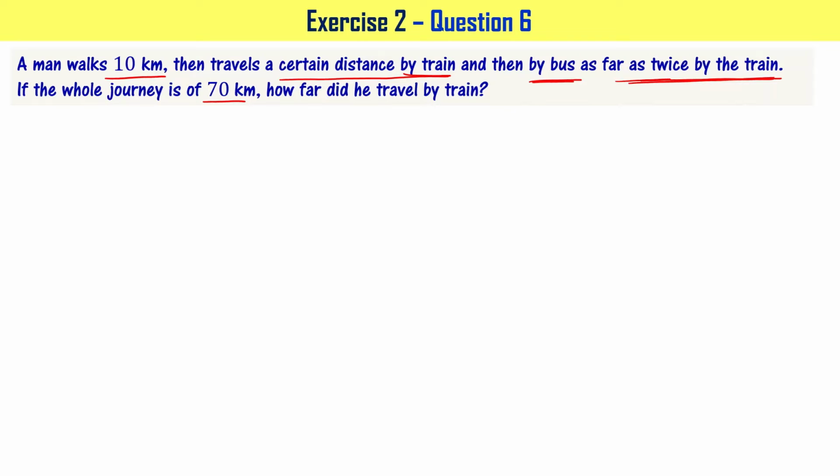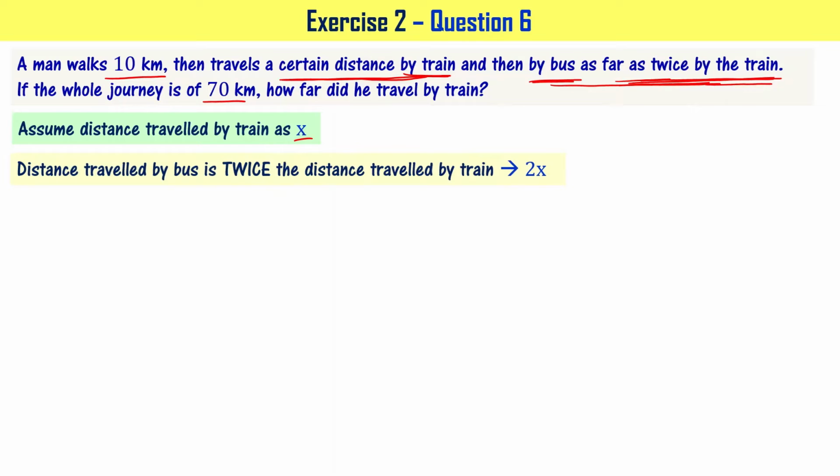So let me assume that the distance traveled by him by train is x. If I say the distance traveled by train is x, the distance traveled by bus is twice the distance traveled by the train, right? So since the distance traveled by bus is twice the distance traveled by train, I can write it as 2x. 2x is the distance traveled by bus, right? And he walked also. He walked 10 kilometers. He walked, he traveled by train, and he traveled by bus. Now we got all these three, right?